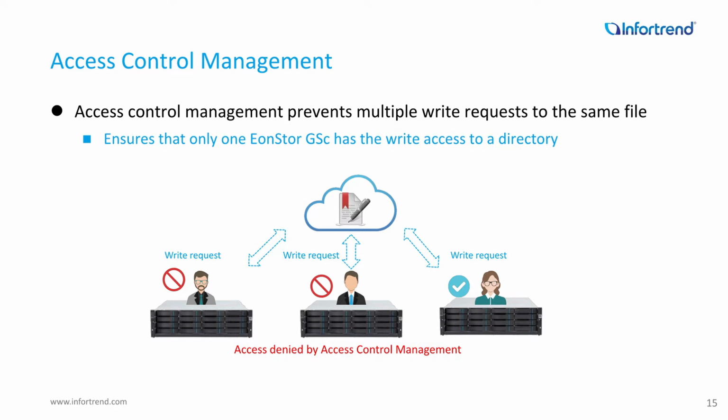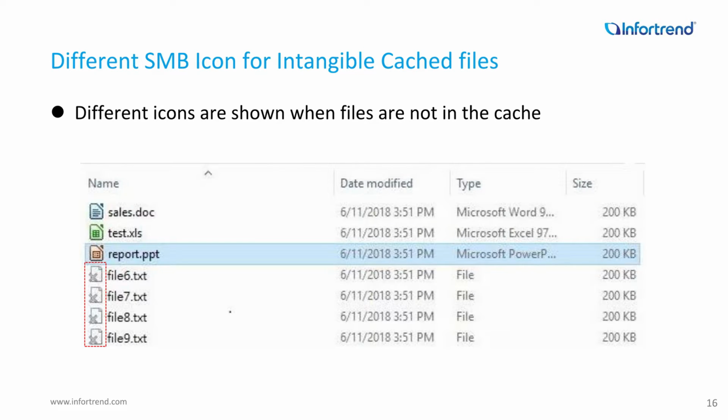In a condition when multiple sites try to write data into the same file stored in the cloud, no matter what provider it is, the file being changed is locked from write requests of other users to keep data consistency and security. One option to help users recognize the storage location of the data, whether local or cloud, or to estimate the access frequency, is through the different SMB icons for non-cached files.